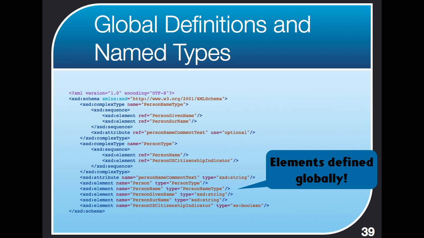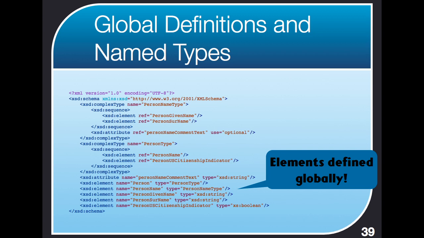Now, how do we stick them into the sequence objects? Well, we refer to them instead of defining them there. So now when you see inside the sequence tags, element ref equals person given name, element ref equals person surname, element ref equals person name, those are references to the globally defined elements that are at the bottom. So it does the same thing. It says inside this sequence is a given name and a surname, but instead of defining the elements there are references to the elements that are defined globally. And now these are reusable.